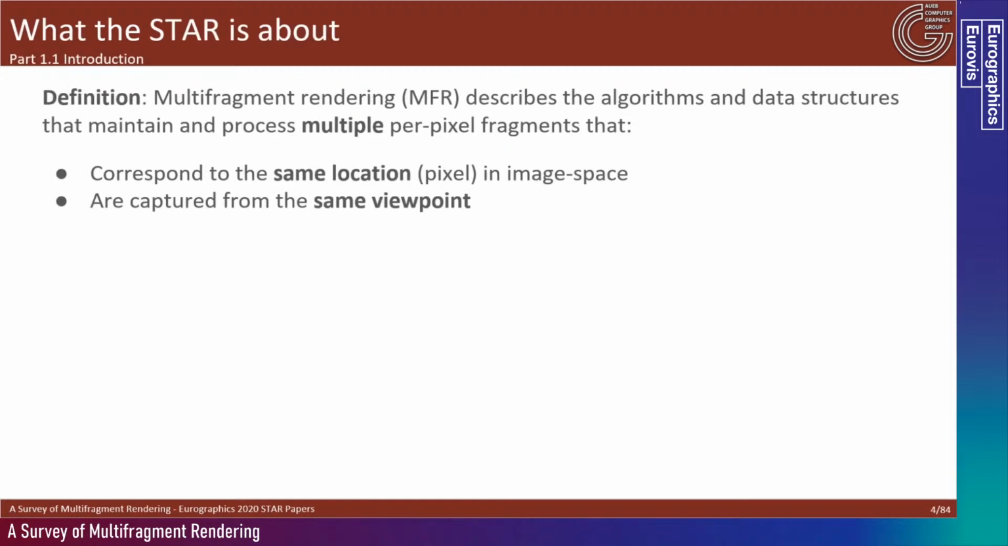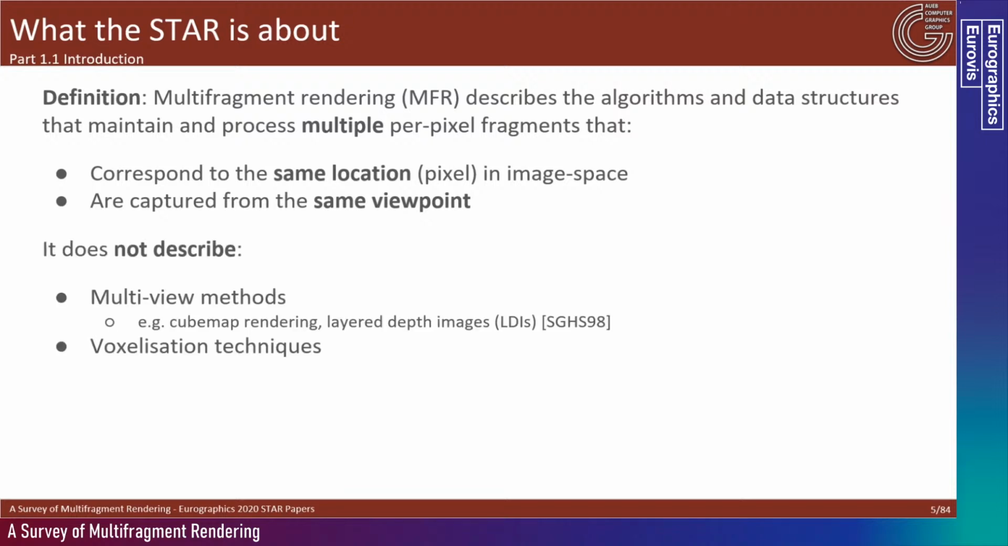Multifragment rendering describes the methods, algorithms, and data structures that are used to produce, maintain, and process sets of geometry fragments that, first, correspond to the same location in image space, and second, are captured from the same viewpoint. Therefore, it does not describe methods that process information from multiple viewpoints, and it does not describe data structures that are addressable in object space, like voxelization techniques.